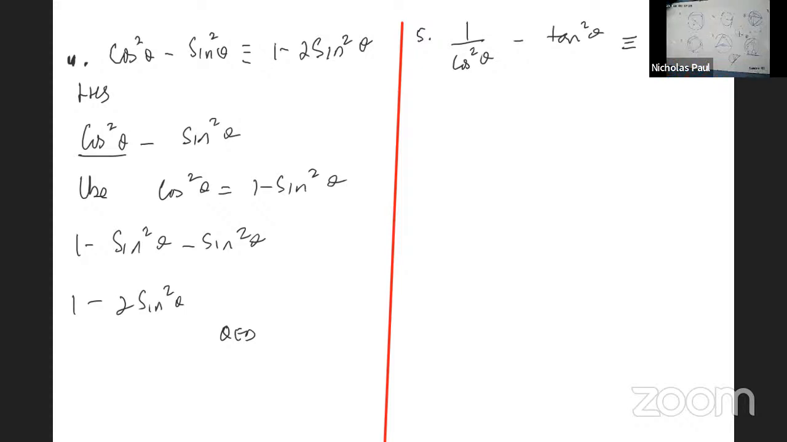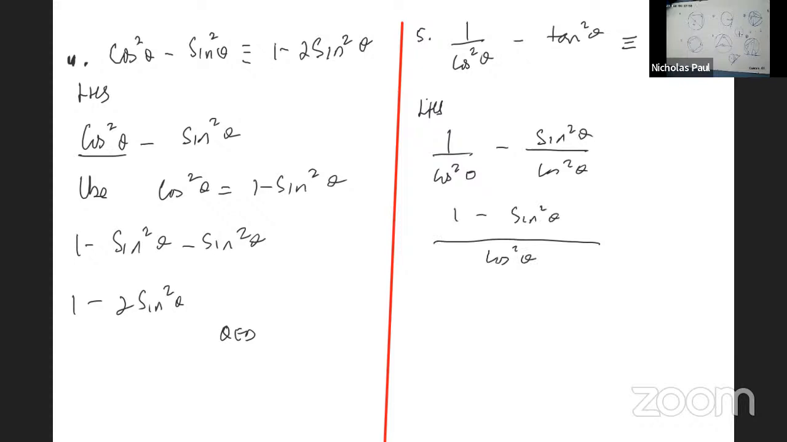Right? We have 4 QEDs. Right, so left hand side. One on cos squared minus tan squared is 1 minus sine squared on cos squared. The LCM here is cos squared, and your numerator is 1 minus sine squared. What is 1 minus sine squared? Cos squared, right? So it's cos squared over cos squared, which is 1. QED.